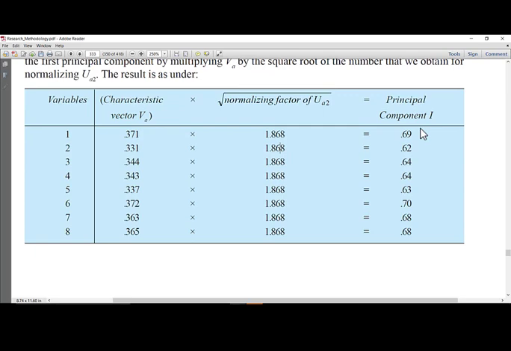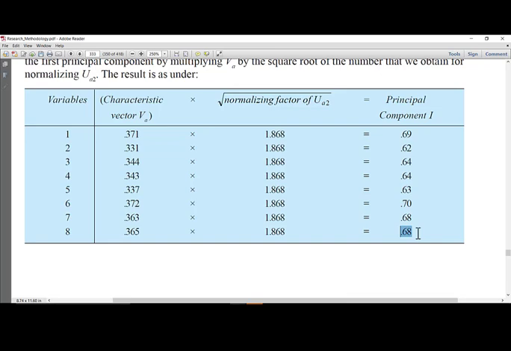That means the first variable, its relation with the first principal component is 0.69. And the relation of the second variable with the first principal component is 0.62. And similarly, we can explain for other variables. Eighth variable's relationship with the principal component 1 is 0.68.